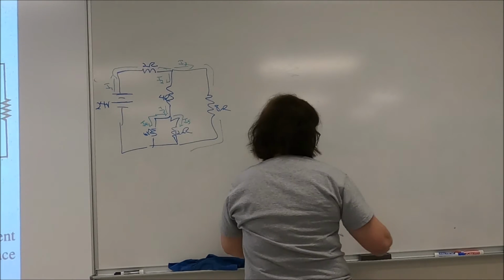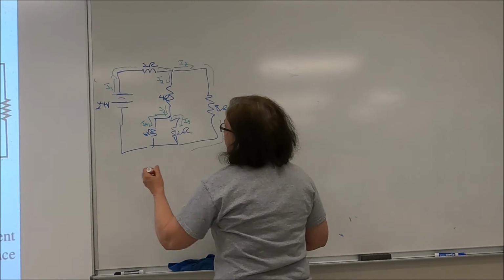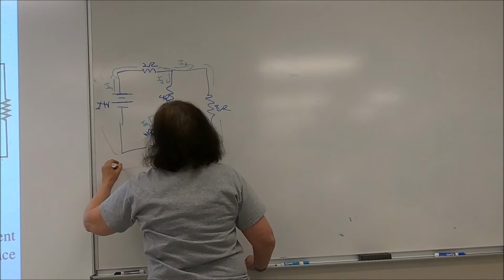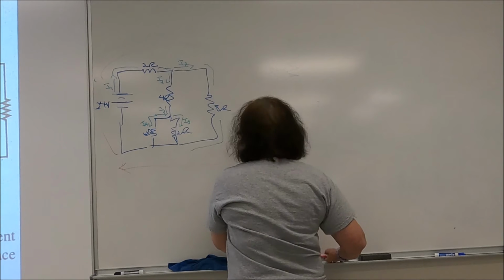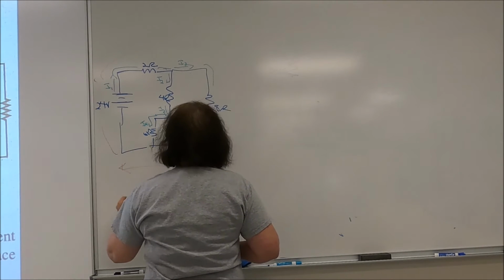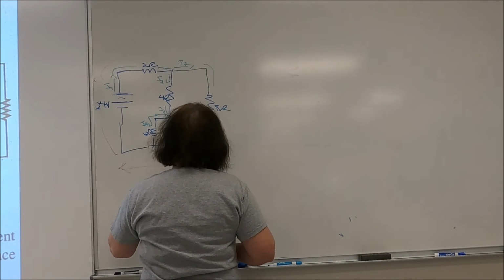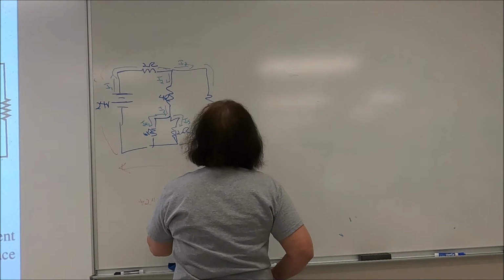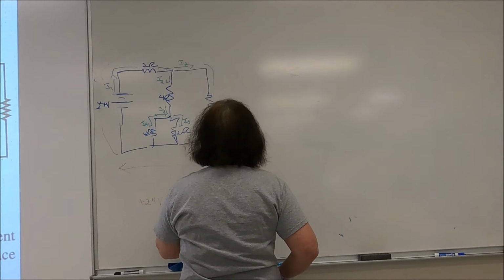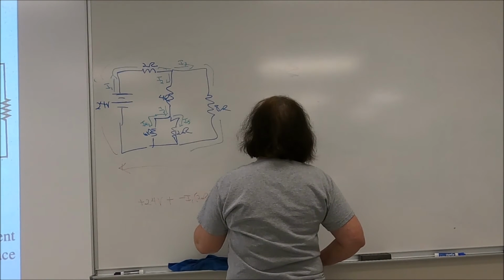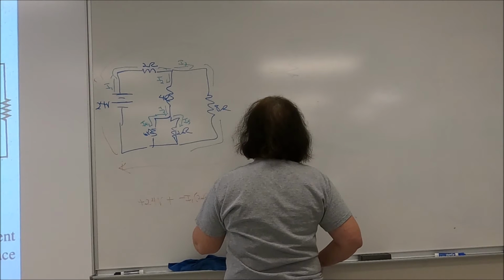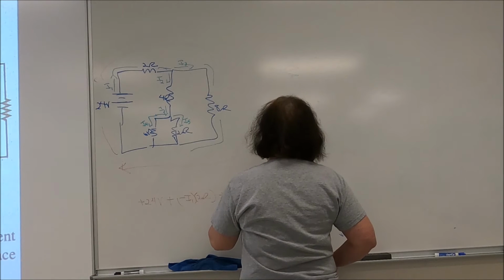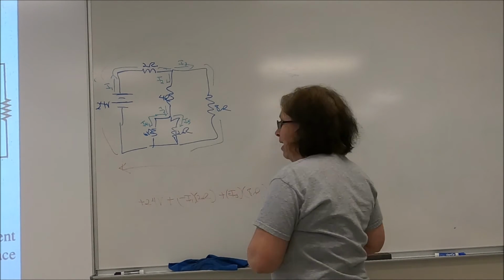Now, one of the loops that I can draw would be to start here and just go all the way around the outside. So if I do that, and I start here, I have a plus 24 volts plus a minus I1 times 2 ohms plus a minus I3 times 8 ohms has to add up to be 0.